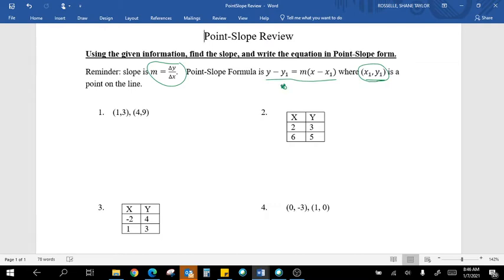If we look at y1, x1, and m, these are numbers that we have to find. We have to either find them or they're given to us. Once we have those numbers, we can plug them in and replace the y1 with the number that it is, replace the x1 with the number that it is, and replace the slope m with the number that it is.